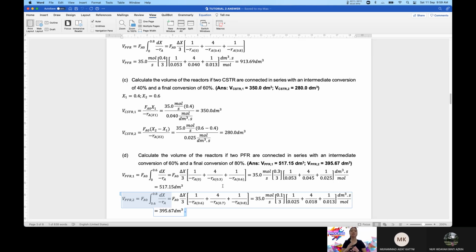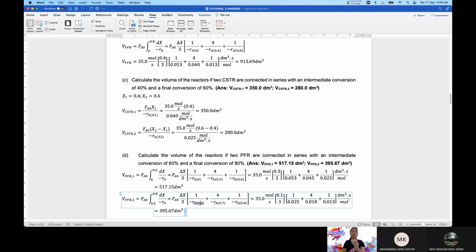So then when we change into Simpson one-third rule, FA0 stays. Okay, FA0 is still there. Don't forget. Because students converting to Simpson one-third rule often forget that FA0 is still there. FA0 must be there. Then delta X over 3, again the 3 points. So now these 3 points are different because we start from 0.6. So it becomes 1 per minus RA at X 0.6 as my first one. The last one will be 1 per minus RA at 0.8 because my X2 is 0.8. So then only I find the middle one.